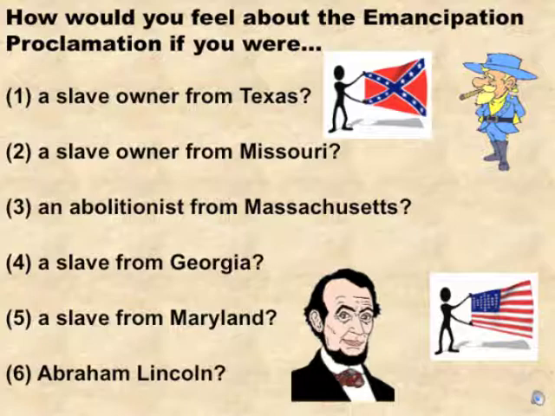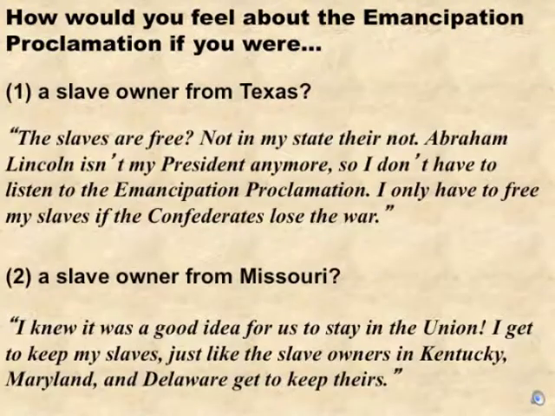How would you feel about the Emancipation Proclamation if you were 1. A slave owner from Texas, 2. A slave owner from Missouri, 3. An abolitionist from Massachusetts, 4. A slave from Georgia, 5. A slave from Maryland, or 6. Abraham Lincoln? Take a few moments, write down your answers for these. Give me at least one complete sentence, but I would prefer 2. Once you have your answers down, you can move on.